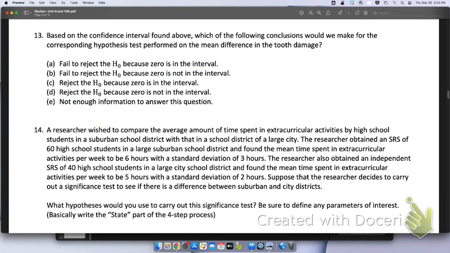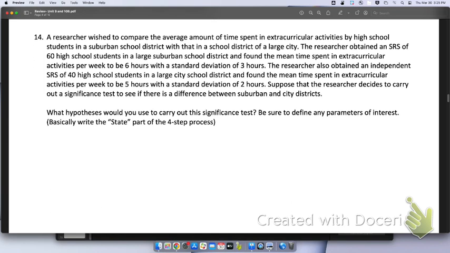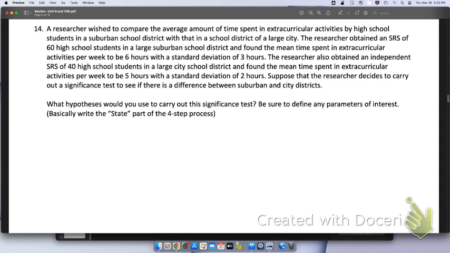All right, number 14. A researcher wished to compare the average amount of time spent in extracurricular activities by high school students in a suburban school district and in a school district of a large city. The researchers obtained an SRS of 60 high school students in a large suburban school district and found that the mean time spent in extracurricular activities per week to be 6 hours, with a standard deviation of 3 hours. The researchers also obtained an independent SRS of 40 high school students in a large city school district and found the mean time spent in extracurricular activities per week to be 5 hours with a standard deviation of 2 hours.